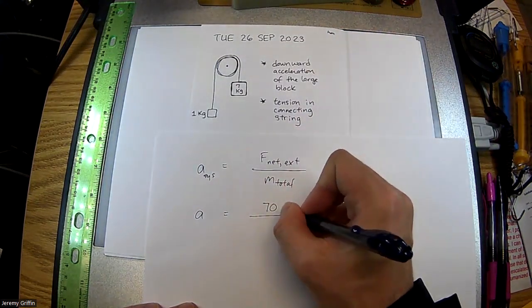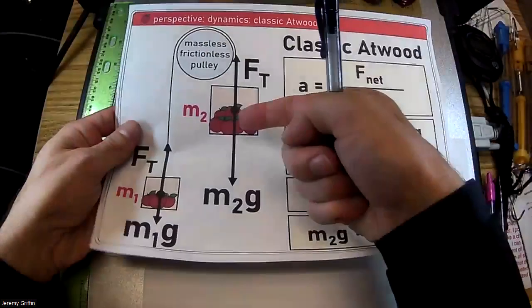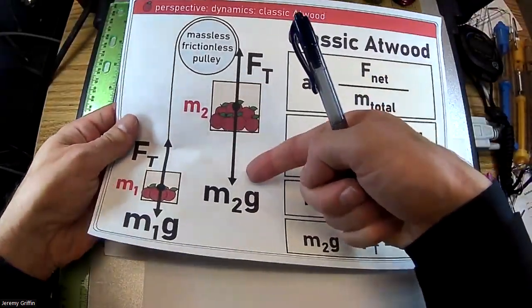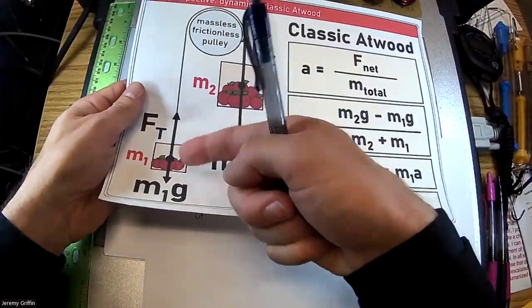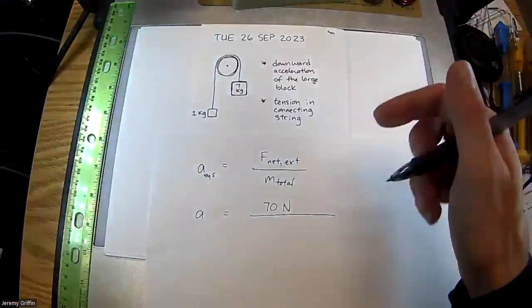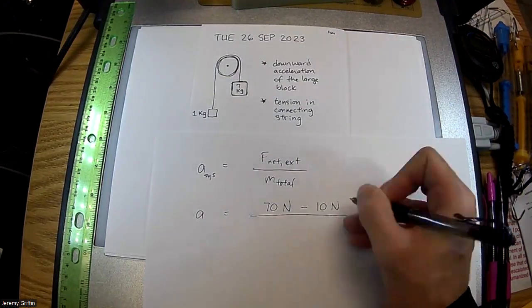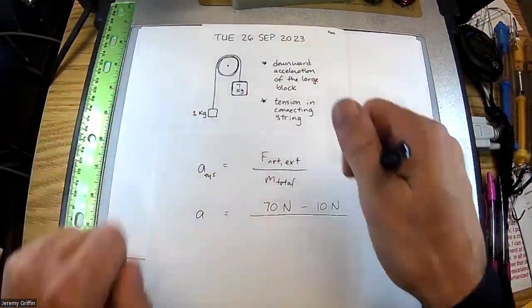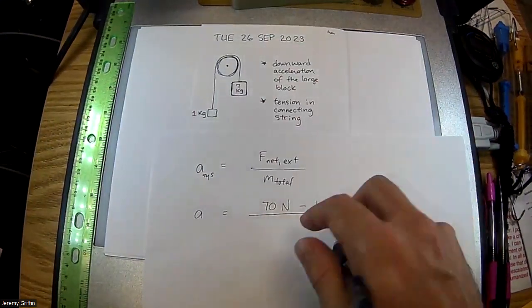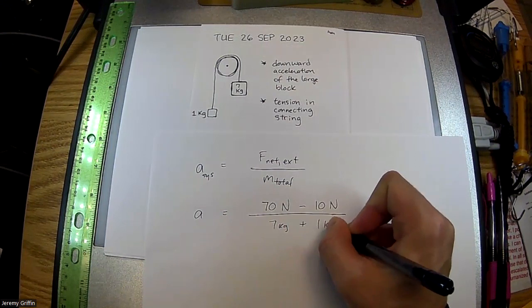About 70 newtons, right? That's like that force right there, 70 newtons. And this guy over here, if this guy's 1 kilogram, how much does 1 kilogram weigh? Yeah, 10 newtons. So I'm going to subtract those because they're in opposite directions. They're competing, clockwise versus counterclockwise. Now that's acting on 7 kilograms plus 1 kilogram.